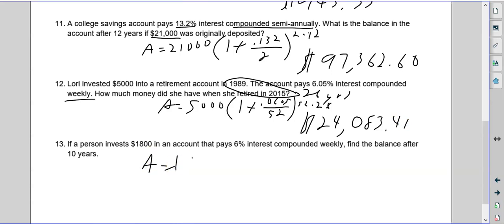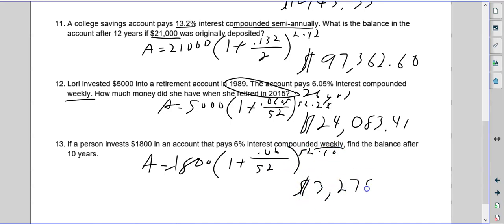Last but not least, they're investing $1,800. 1 plus every time. Interest rate is 6%, that's 0.06. Compounded weekly, again, there's 52 weeks in a year. That number goes there and there. And then it says 10 years. So that gives us a grand total of $3,278.67.